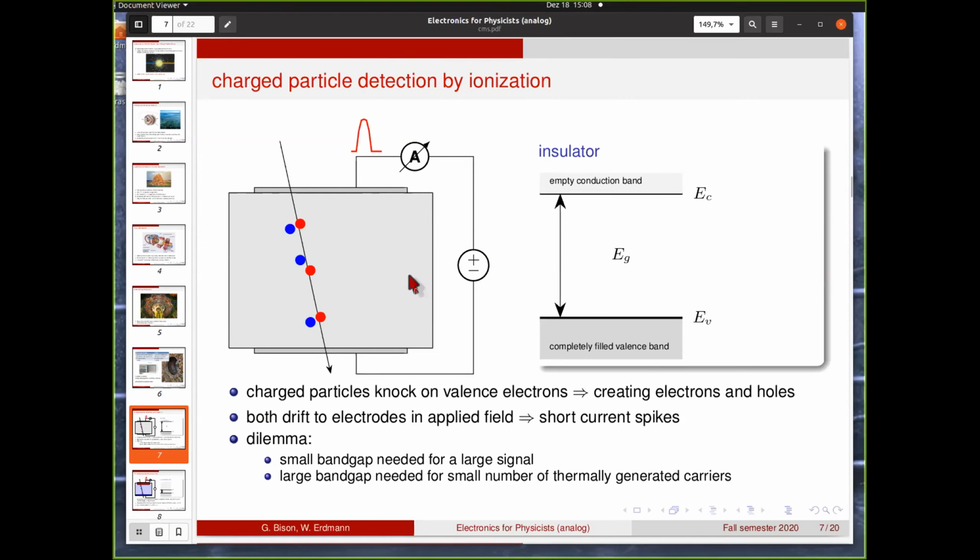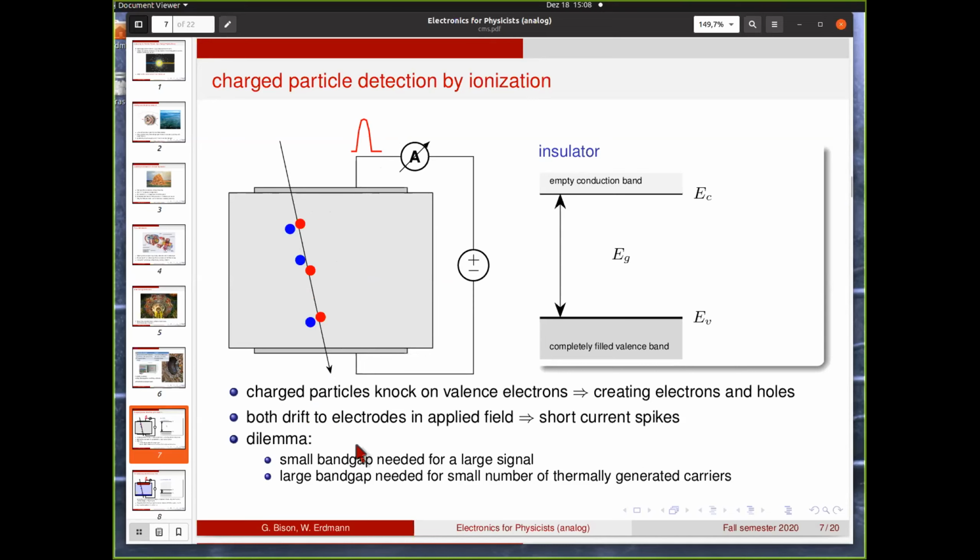Now, if you apply an electric field to your material by putting electrodes on the top and the bottom and applying a voltage, then these electrons and holes will drift in the electric field, and that creates short current spikes, which can in principle be detected.